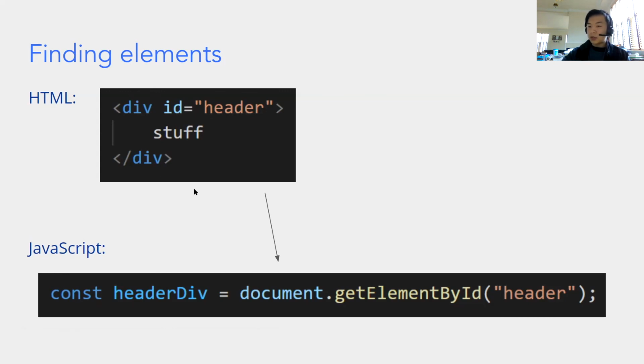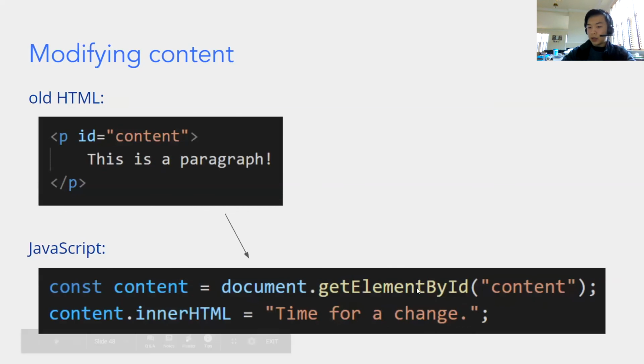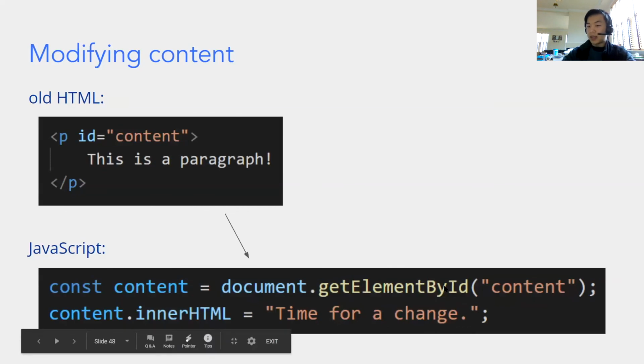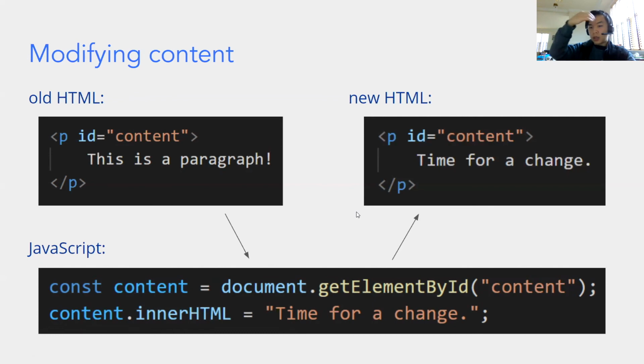So why is that useful? Because once I've done that, I can modify what's in it. Here's another example. I have a paragraph with an ID, content. Once I know that's in the HTML, I can find it using document.getElementById. And then I can change its inner HTML, what's contained inside of this paragraph. If I change it to some string, it will update. It will change the HTML. It will change what is shown on the browser.